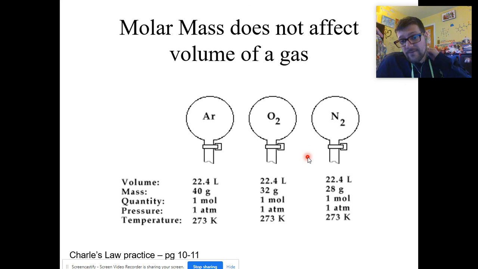That should be everything you need to now go and do pages 10 and 11 in your packet. Practice with Charles' law, and I think a few simple questions about Avogadro's law. There's not really much math to do there.